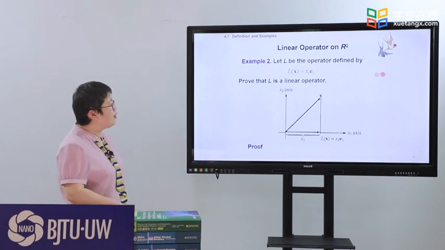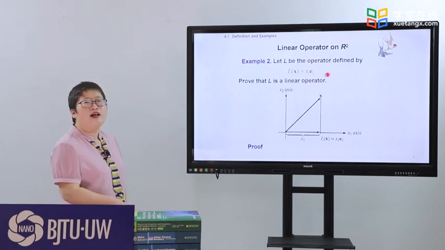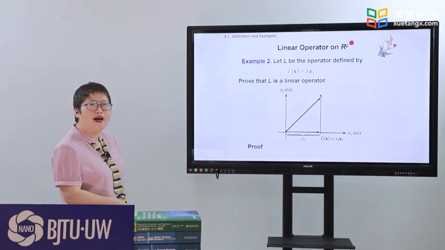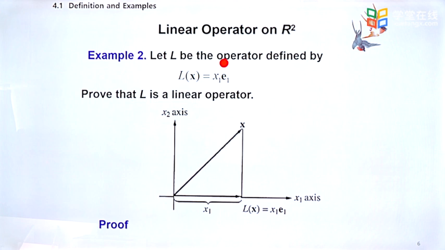The proof should be very easy. You can just check L(αx) for an arbitrary real number α, which equals αx1 e1, so it equals αLx. Then you check L(x + y), which equals (x1 + y1) e1, which equals x1 e1 + y1 e1. So it equals L(x) + L(y).